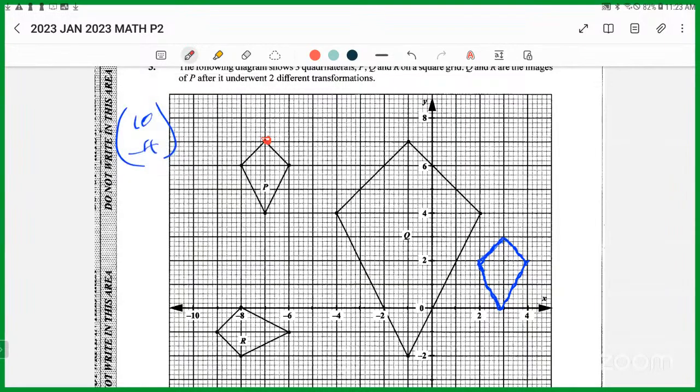10 to the right. And then 4 down. 1, 2, 3, 4 to here. That's 10 to the right. And then negative 4. And then we're supposed to label this P prime. So this is P prime. Okay with that?